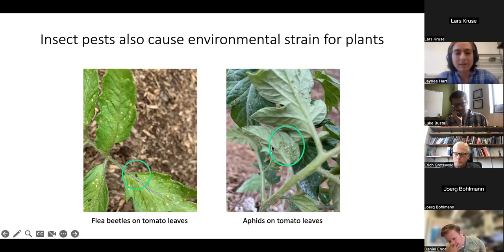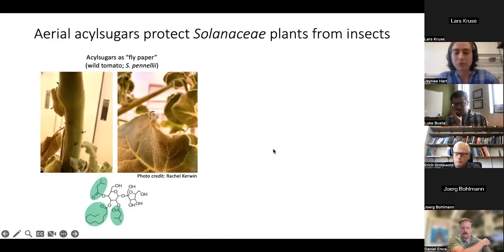Tomatoes are an interesting example because they make acyl sugars. And it's not just in cultivated tomato, they're actually found throughout the Solanaceae family. Acyl sugars are these very sticky compounds that are produced by these plants. And they consist of a sugar core here, which is sucrose, with several esterified acyl chains to them.